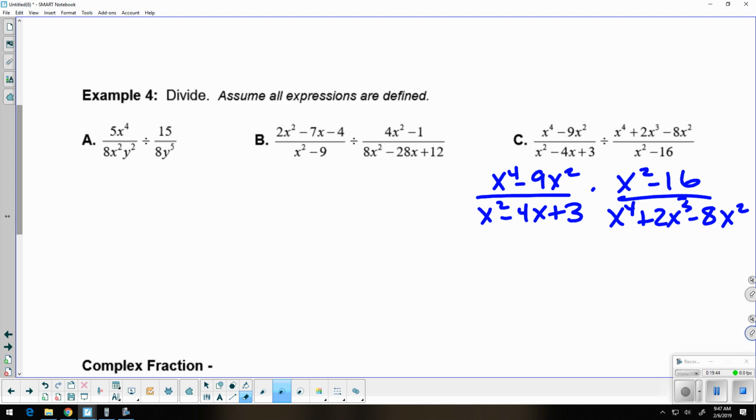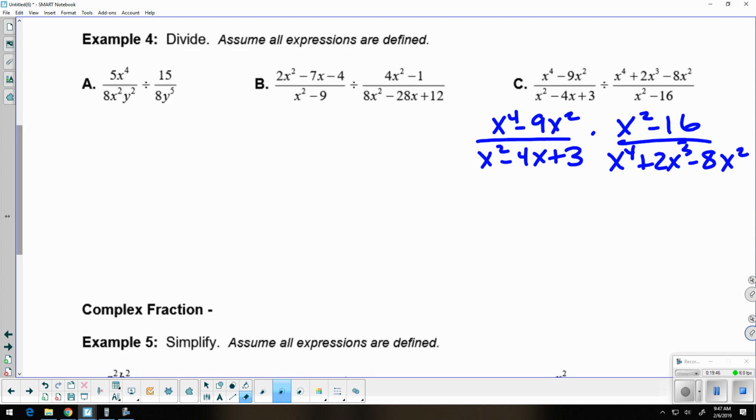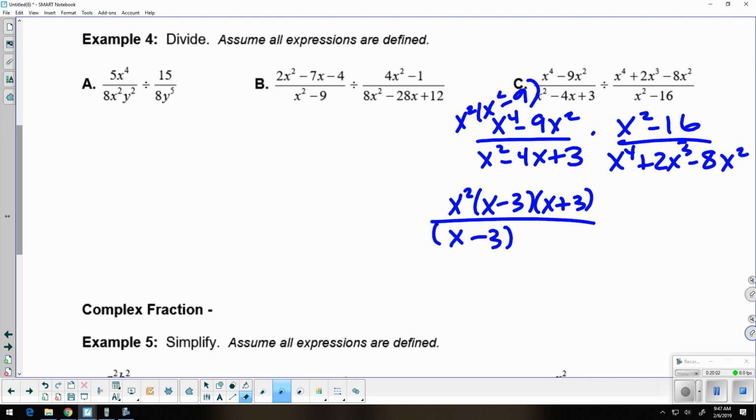Okay, so starting in the top left, x to the 4th minus 9x squared, take out a GCF of x squared first, but you're going to have x squared minus 9 left, which is still factorable. That'd be x minus 3, x plus 3. Underneath it, trinomial, this factors into x minus 3, x minus 1. X squared minus 16, that's just x minus 4, x plus 4.